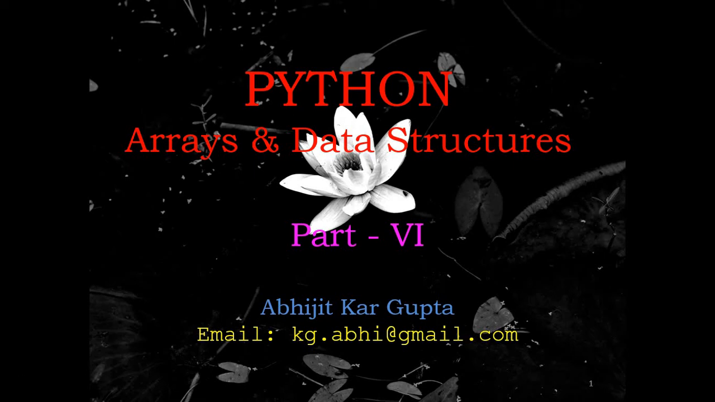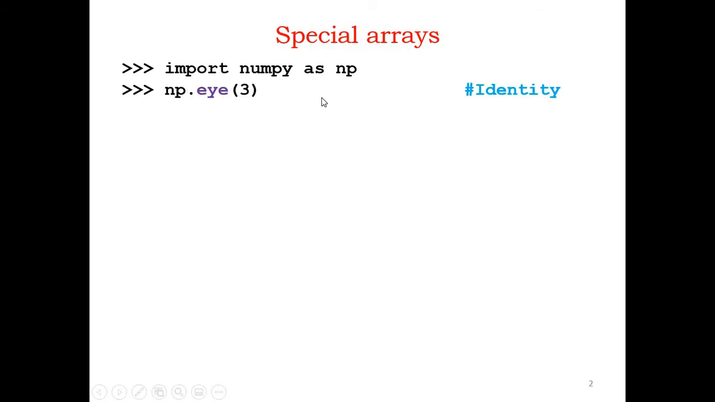Arrays and data structures in Python. We discuss NumPy arrays, some special arrays. Import NumPy as np. Then if you use I, which is the name of a function, I is identity. And inside that you write 3, you will have an identity matrix.